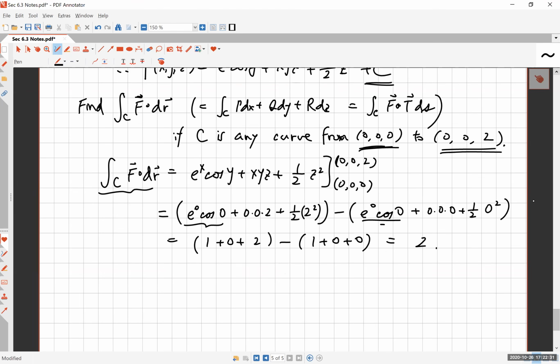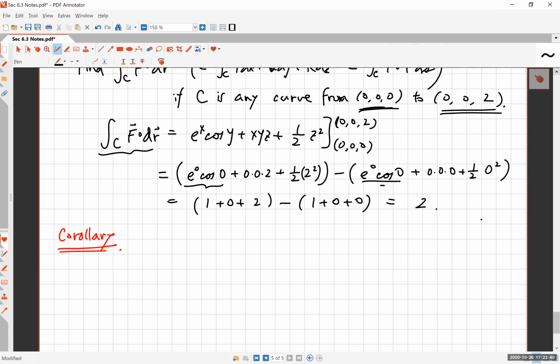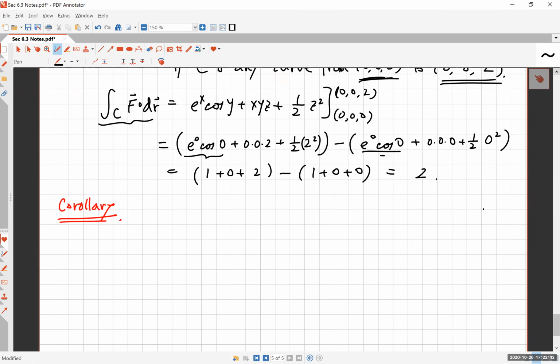All right, now I have used the fundamental theorem of line integral a few times here, right? Here's a corollary. I hope you know what a corollary is, or as a British person would say, a corollary.